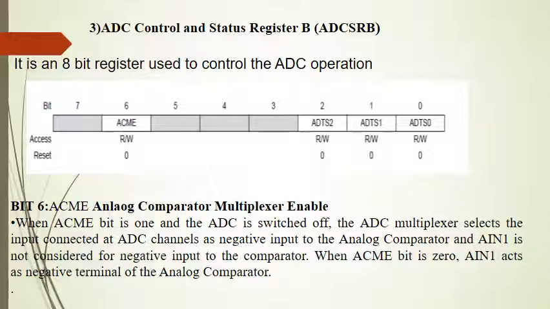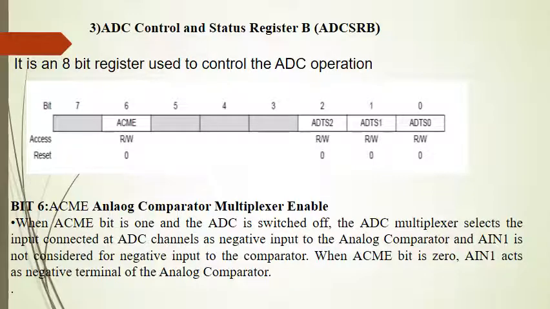AIN0 and AIN1 are connected to a comparator which is internally present in the ADC, and AIN0 is the positive terminal of the comparator and AIN1 is the negative terminal. So if we want to compare two analog voltages, we can give them to these two pins. If we apply two voltages to AIN0 and AIN1, and the AIN0 voltage is higher than the AIN1 voltage, then the ACO bit of the ACSR register is set to 1.